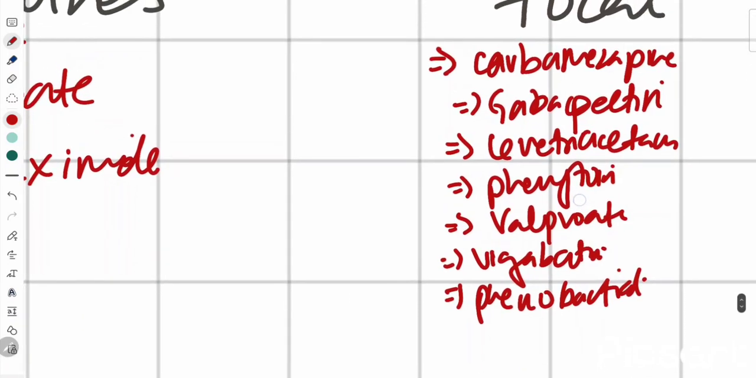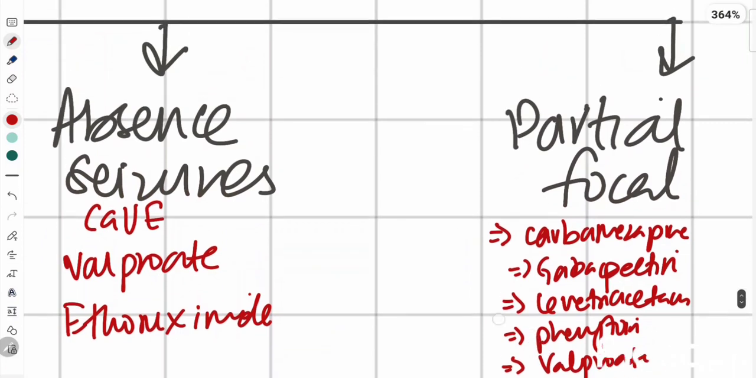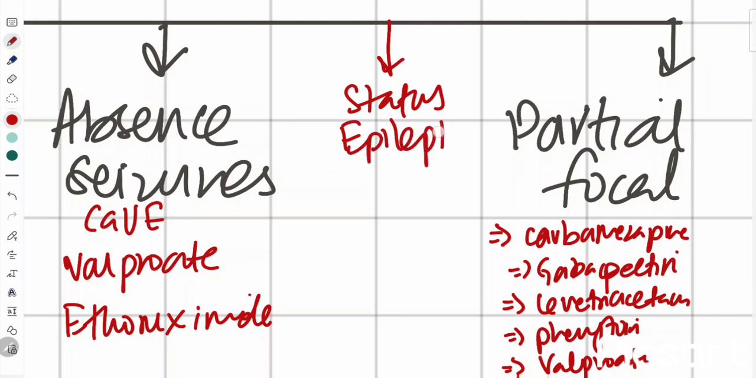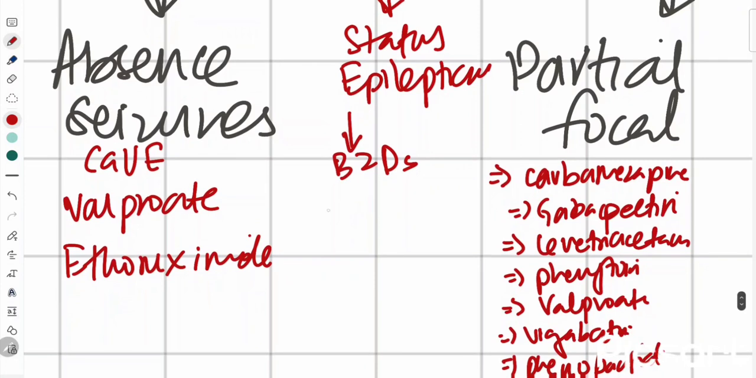Okay, and another thing right here is status epilepticus. For status epilepticus, one is benzodiazepines. Let me just write the short form of this: benzodiazepines, BZDs, and we use phenobarbital and phenytoin.